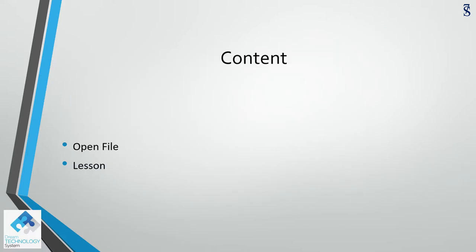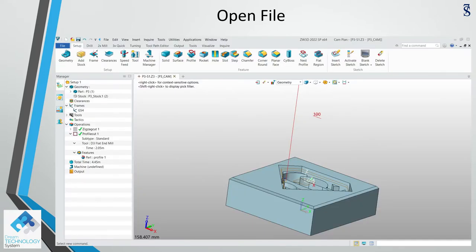Today's content, as usual, we need to open the previous lesson file and continue the lesson today. This is the result of the previous lesson. So you can see that we used a diameter 3 end mill, making a cut on the diamond shape. We need to hide this operation so that the next tool can carry on.